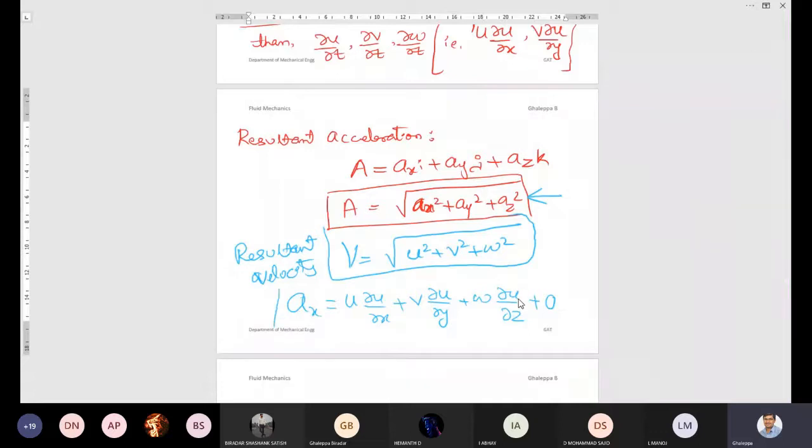Similarly, you can write for y direction as well as z direction. For steady flow, dou u by dou t is equal to 0. Similarly, dou v by dou t is also equal to 0. Similarly, dou w by dou t is also equal to 0.